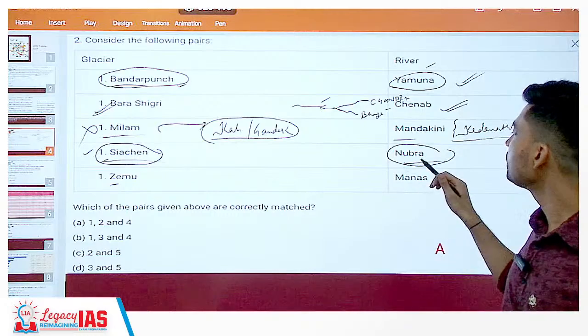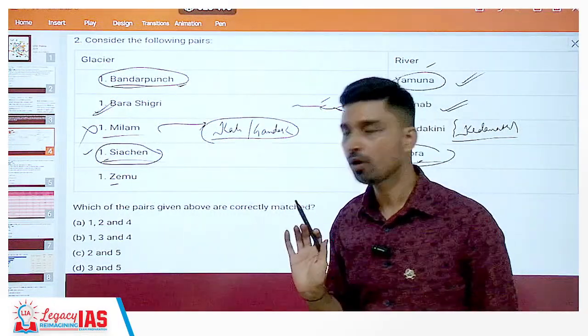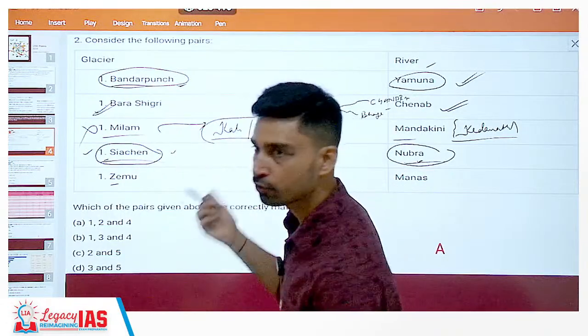So obviously since the Nubra river originates from Siachen Glacier, what is the location of Siachen? To the north of Nubra. So that is how easily you can solve the questions as well.